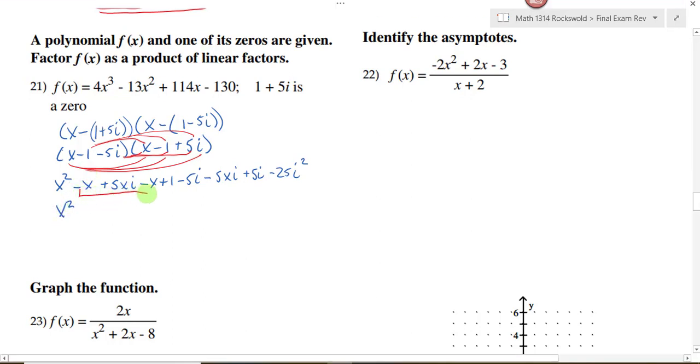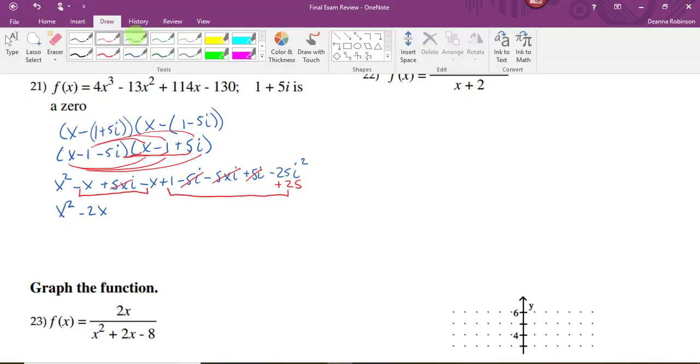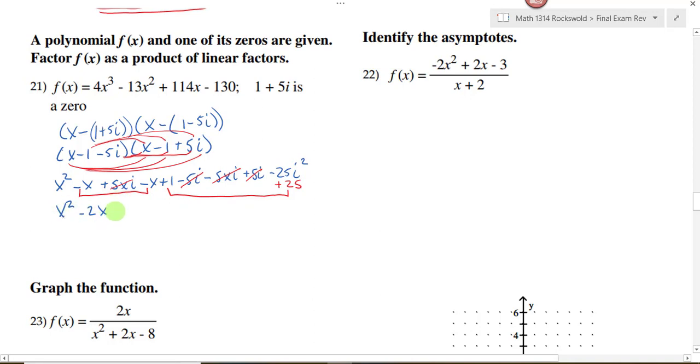So we end up with x squared, and then I have like terms. Minus x minus x gives me a minus 2x. The plus 5xi and the minus 5xi cancel each other out. The plus 5i and the minus 5i cancel each other out. And what is i squared equal to? It's negative 1, and negative 1 times 25 is a positive 25, and that I can then combine with this 1 right here, and that means that x squared minus 2x plus 26 divides evenly into this cubic function.